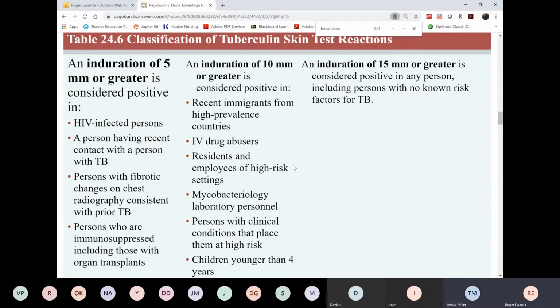A PPD is based on induration, correct? Not the area of redness, but the area where the reaction is raised. If the bump is greater than 5 millimeters, then it's positive in these patients. If the induration is 10 or greater, in these patients it's positive, or an induration of 15 or greater is positive in these patients. Okay, let's start with the 5 millimeter group.